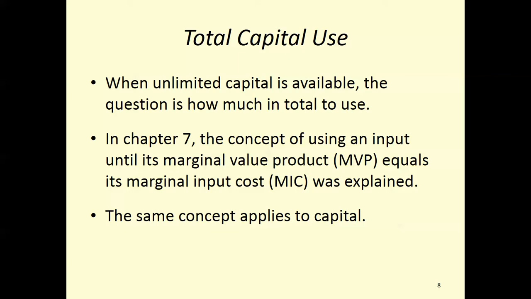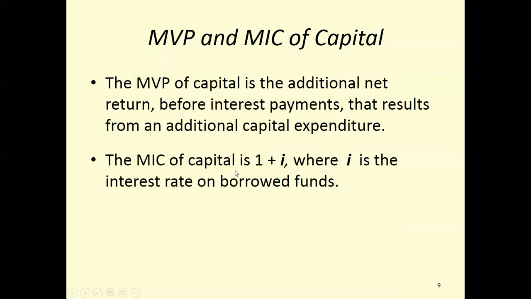When unlimited capital is available, the question is how much in total to use. In chapter 7, or when you were in farm business management, we talked about marginal value product and marginal cost. If we have unlimited use of capital, we are going to continue to invest until marginal revenue or marginal value product, same thing, and marginal cost are equal.